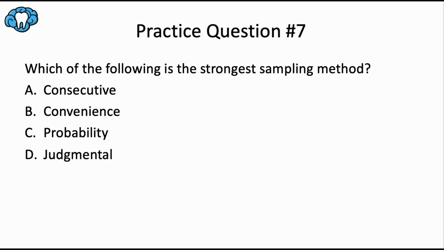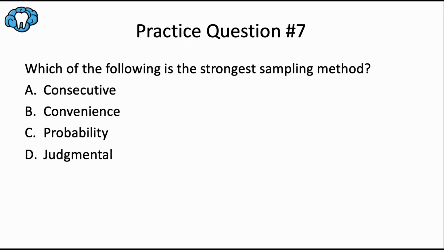Practice question number 7. Which of the following is the strongest sampling method? Go ahead and pause the video, think through this question, and then we'll go over it together. So now we're talking about content from the third video in the series on sampling and allocation. And there I talked about how sampling is selecting individuals from a population to be included in your study sample. And then allocation after that is how those sampled individuals are assigned into different groups.